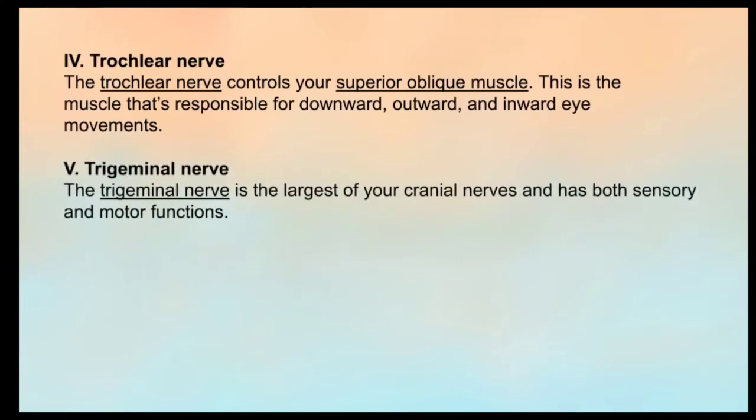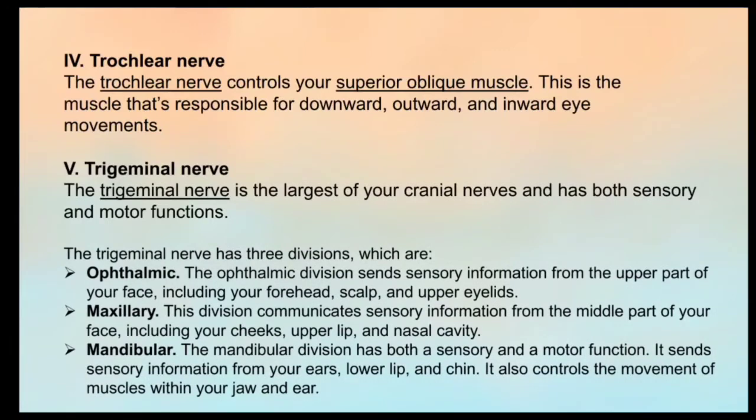Number 5 is the trigeminal nerve. The trigeminal nerve is the largest of your cranial nerves and has both sensory and motor functions. The trigeminal nerve has 3 divisions, which are: first is the ophthalmic, next is the maxillary, and the third one is the mandibular.